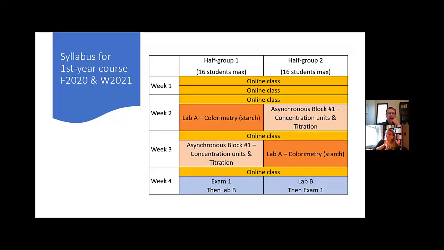For example, we taught that in 2 semesters of first year courses in Cégep. In Cégep, we do have a pre-university 2-year program. So I'm talking about the first year here. And for example, this is a syllabus for the second semester. Students had to do synchronous online classes, usually for the first week. But then when the first lab came in week 2, half of the class, half group 1, would come in person with the teacher inside of the laboratory.